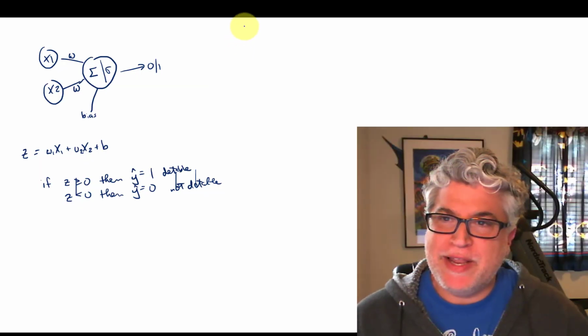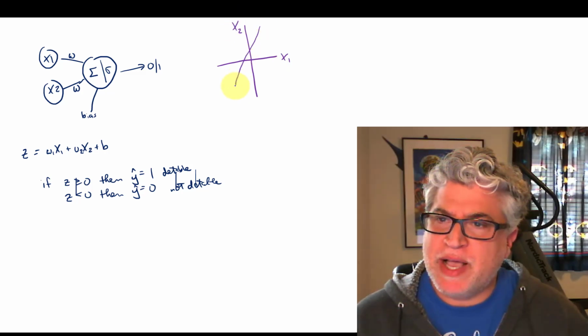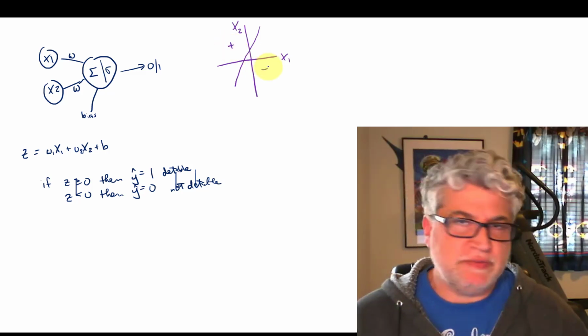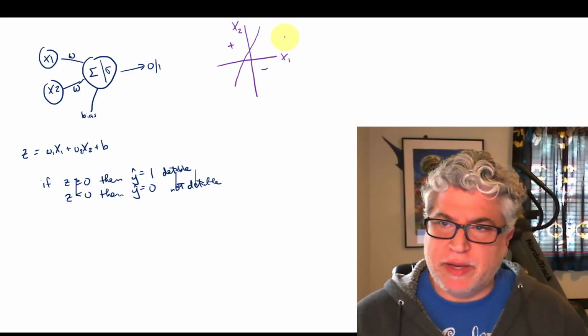Okay, so we had x1 here, we had x2 there, and there was some kind of line that split up our points into positives and negatives. So what is the equation of that line?